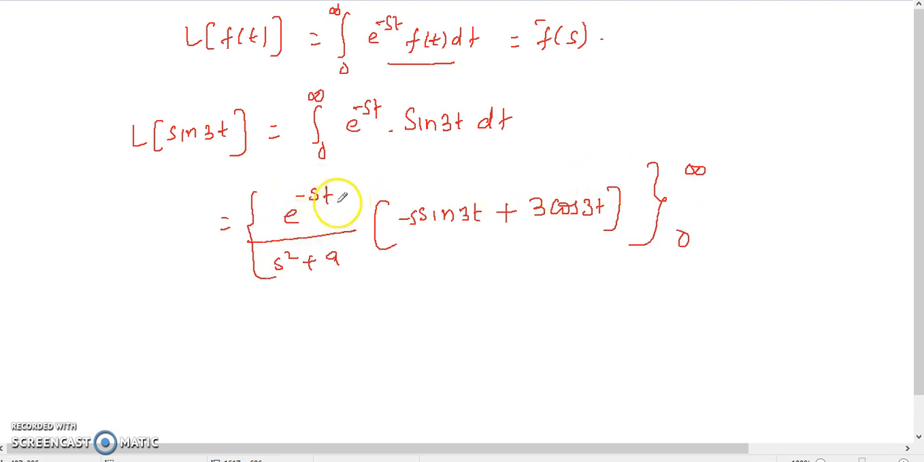Whenever the infinity is there, e to the power of minus st becomes 0. The s square plus a square constant we take outside. This is 0 here. Minus 0, if you put t equal to 0, e to the power 0 is 1. Here this term is completely 0. And in the cos, if you put t equal to 0, then this becomes 1. It will become 3 here. Okay. 0 minus minus 3 becomes plus 3.